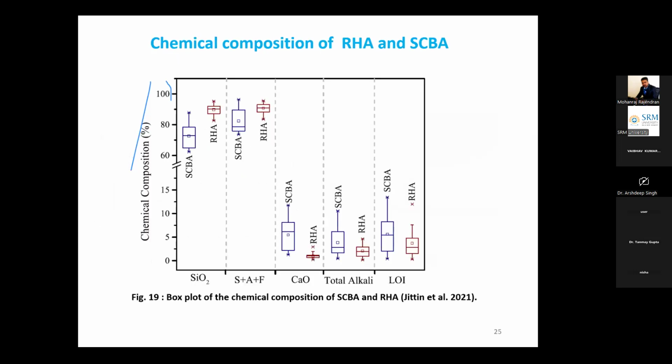Then the chemical composition of RHA, and this is a comparison of sugarcane bagasse ash and rice husk ash. The chemical compositions are more or less close to each other, but the silica, alumina and iron oxide percentage in RHA is slightly higher than in sugarcane bagasse ash. And the total alkali content and loss on ignition are slightly lower than in sugarcane bagasse ash. This is good, because silica and alumina percentage should be high, and alkali and loss on ignition should be less, within the acceptable range as per IS codes.